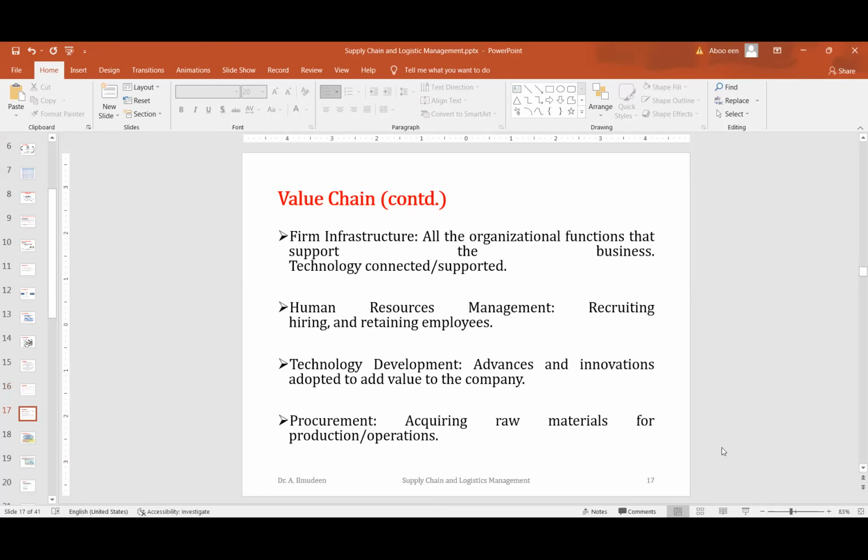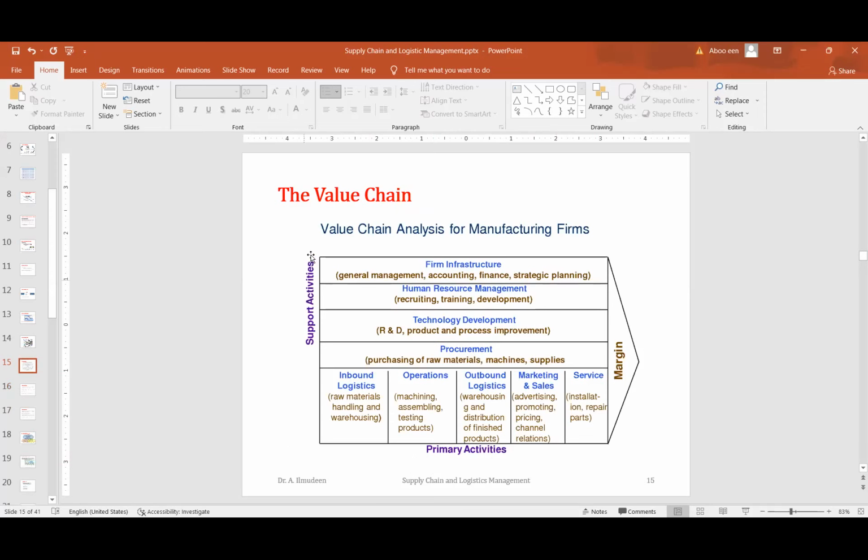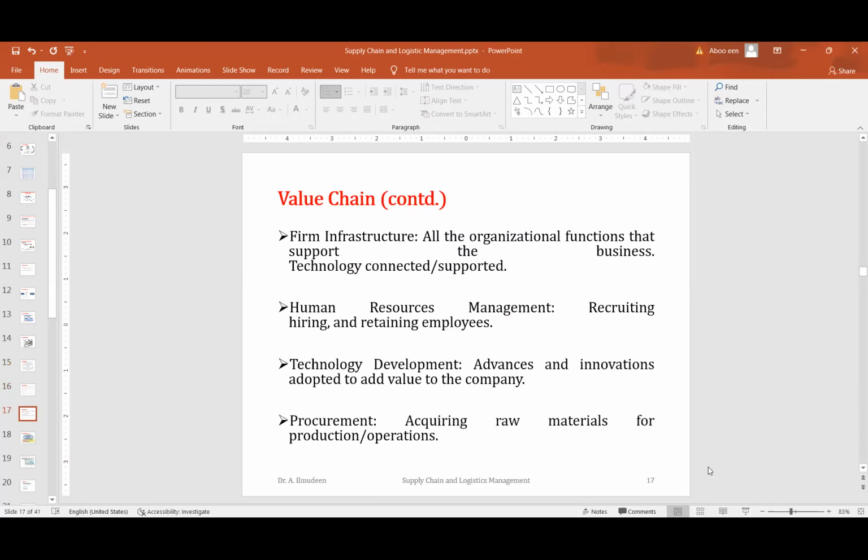So the firm infrastructure, the supportive services. So far we looked at the primary activities in our value chain. Now we are going to discuss the supportive activities. The supportive activities, the firm infrastructure: all the organization functions that support the business, technology and related support. Human resource management focuses on recruitment, hiring, training, and promotion related activities. And technology development, advances and innovation adopted to add value to the company, like technological infrastructure, computerizing systems, and so on. Procurement, acquiring raw materials for production and operations. So all these activities come under procurement.